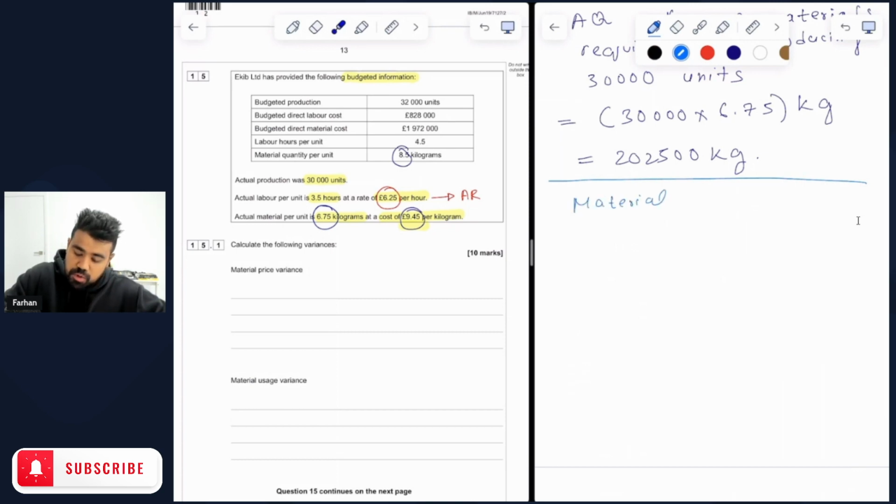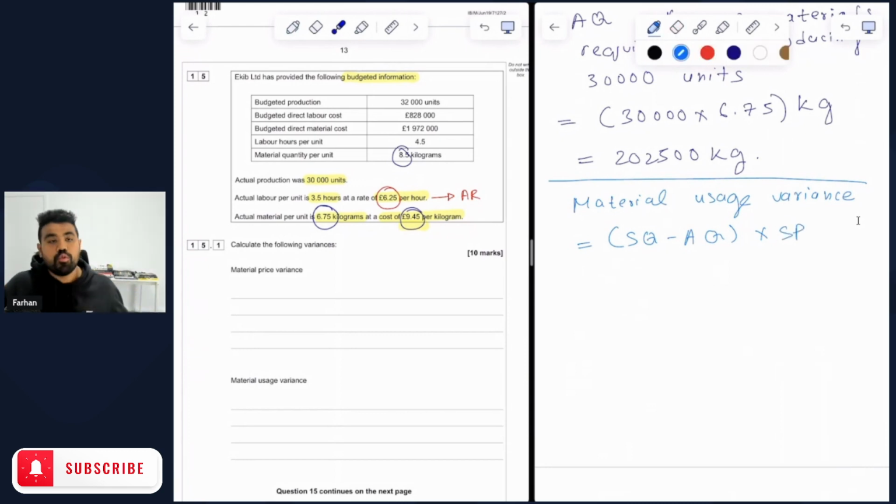the difference between the standard quantity and actual quantity multiplied by the standard price. So this is the formula we have got for material usage variance, which is the difference between standard quantity and actual quantity of raw materials multiplied by the standard price of raw materials.